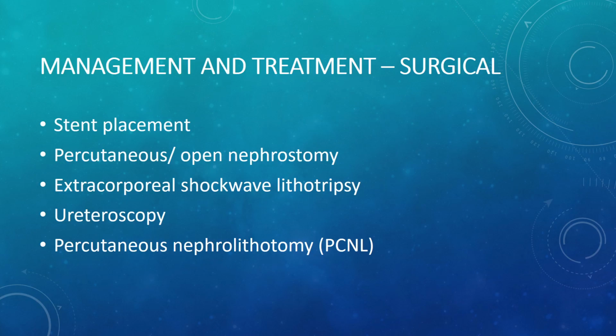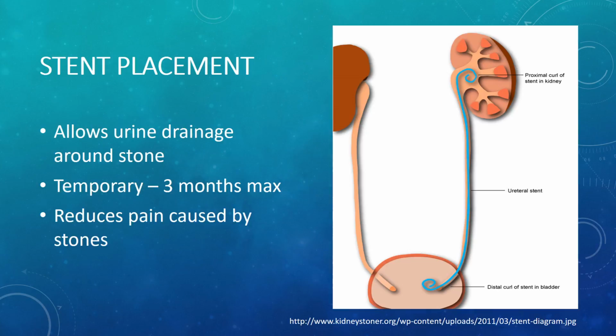Okay, so surgical management. First of all, we have stent placement. A ureteric stent may be temporarily placed into the ureter for several reasons in relation to renal calculi, such as allowing drainage around a stone, to allow healing after a ureteroscopy, to help reduce pain from a stone, or to allow drainage when an infection is present.